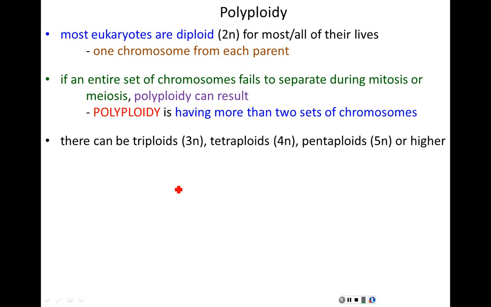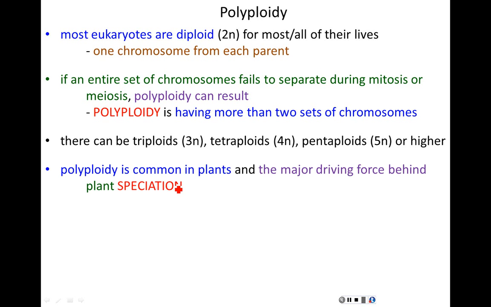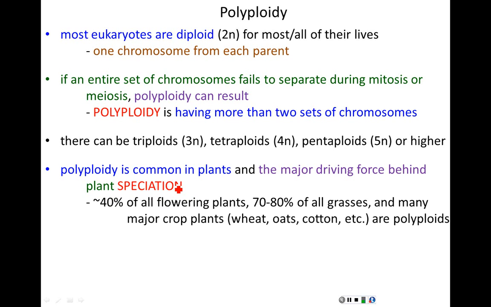We can have triploids, which is 3 sets, tetraploids, 4 sets, pentaploids, 5 sets, even higher. Polyploidy is quite common in plants. It's actually the major driving force behind plant speciation. However, not so common in mammals. Mammals are very intolerant of polyploidy because it screws up the gene dosage so much.